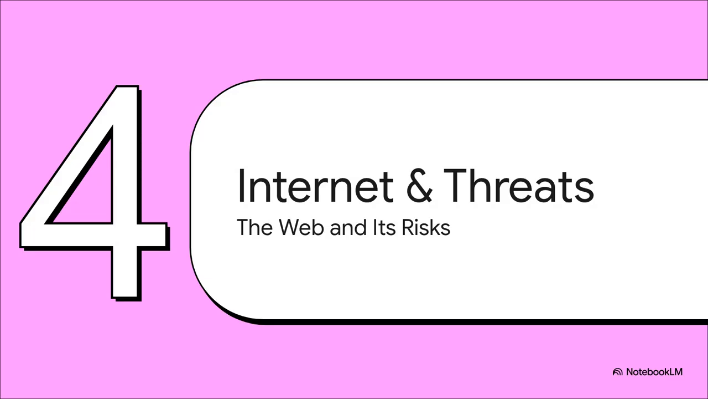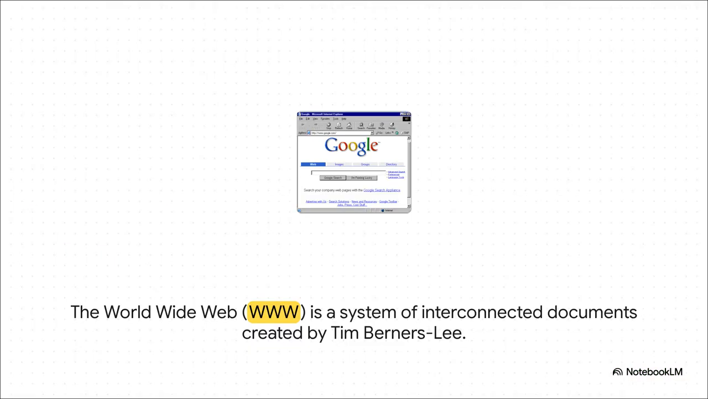Okay, so now that we understand the structure and the hardware, let's talk about the biggest network of them all, the internet, and some of the security risks that come along with that. The World Wide Web, which most of us just call the web, is the system we use to access all that information online. It's all the websites, the pages, the text, images, and videos, all linked together. It's really the main way we navigate and use the internet today.